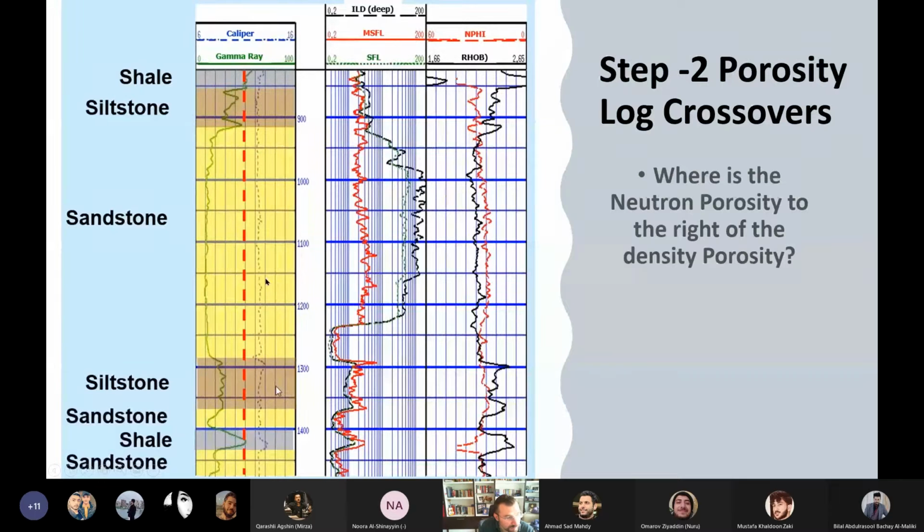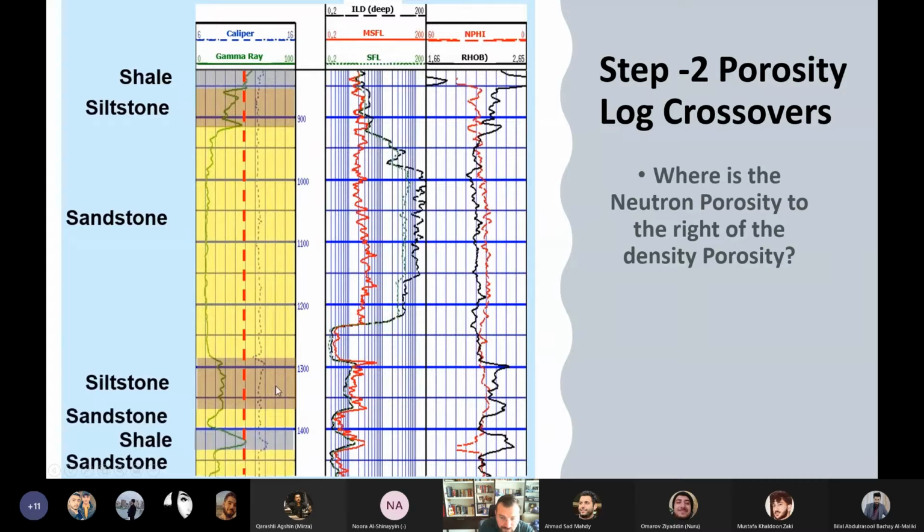So this is step 2. First step: compare your lithology log. You have an idea. Then you make a cross check. What will you do? You will go to your porosity logs and make your cross check. Is that true? Is that real shale or real siltstone or sandstone? Check with your porosity logs and combine both of them.